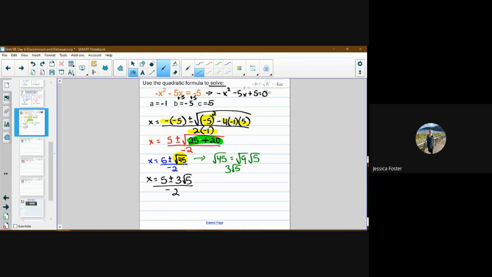Now, looking at this looks a little bit messier here, and typically we would branch this into 2 different problems, right? At this point, I would go from here and I would have option 1 being 5 plus 3 the square root of 5 all over -2. That would be one option. And then I would have 5 minus 3 the square root of 5 all over -2.